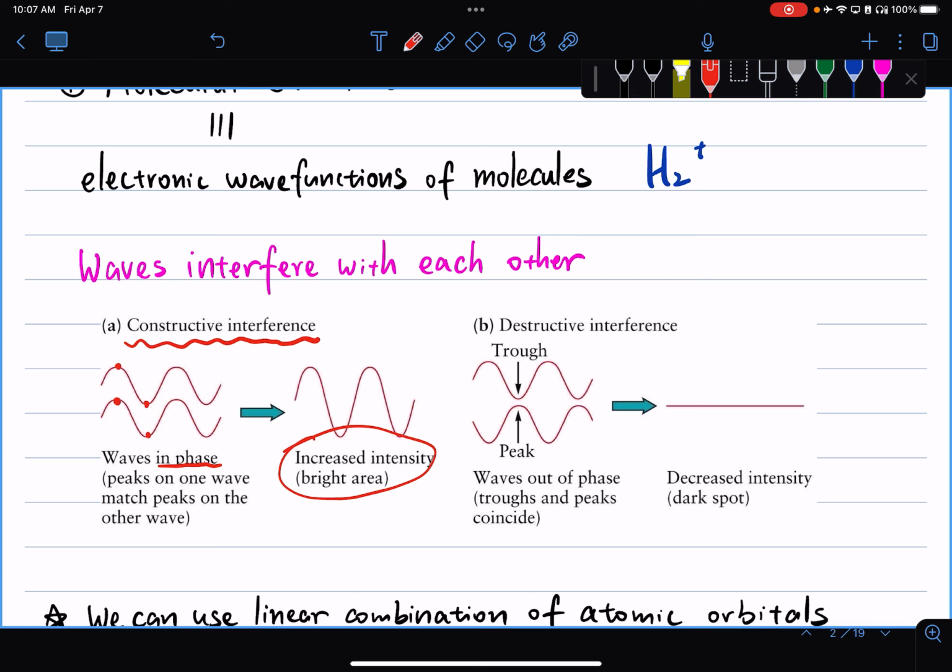Alternatively, it is very easy to imagine waves can also interfere with each other in a destructive fashion. That means now your peak and the trough, or the low points and the high points, meet each other. In this case, we're talking about destructive interference, where your waves are out of phase, meaning they meet each other in different phases. Now what we have is decreased intensity.